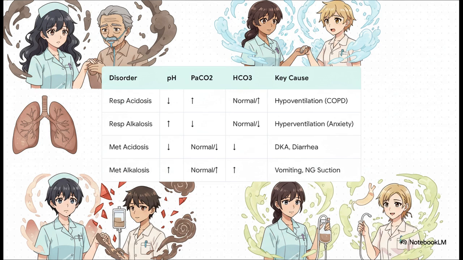The opposite is respiratory alkalosis, from breathing way too fast, like with an anxiety attack, and blowing off too much CO2. Then we have metabolic acidosis. This is common in DKA or severe diarrhea where you're losing base. And finally, metabolic alkalosis. The classic cause here is losing acid from vomiting or NG suction.